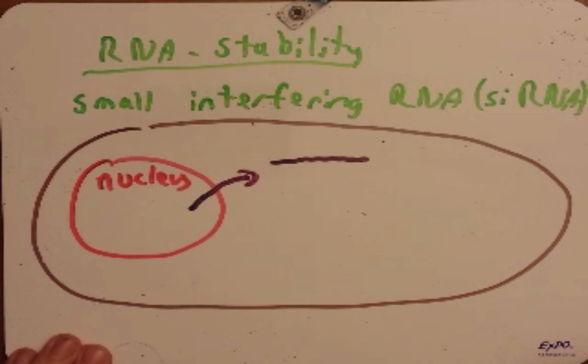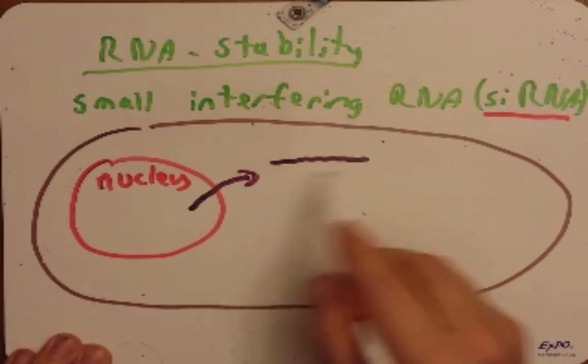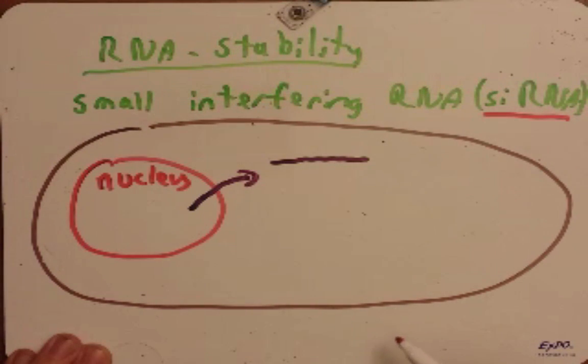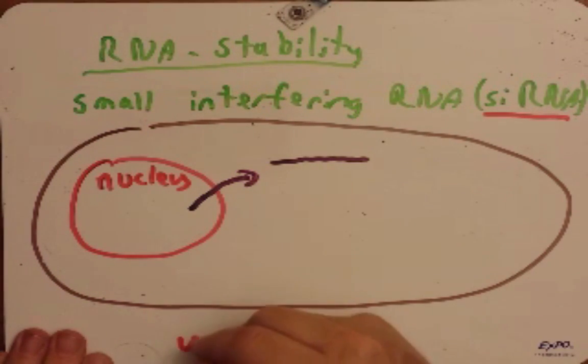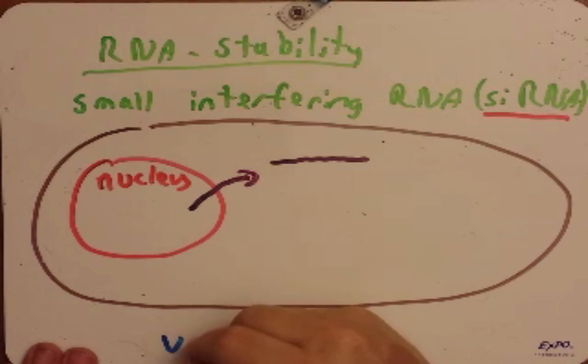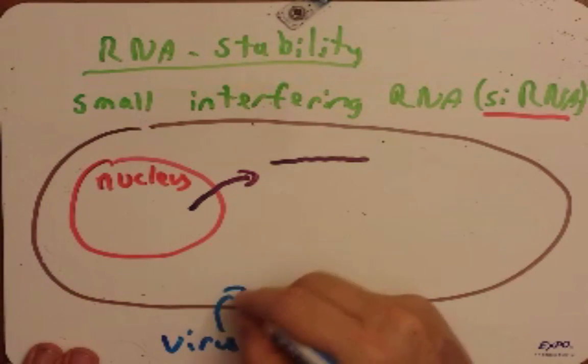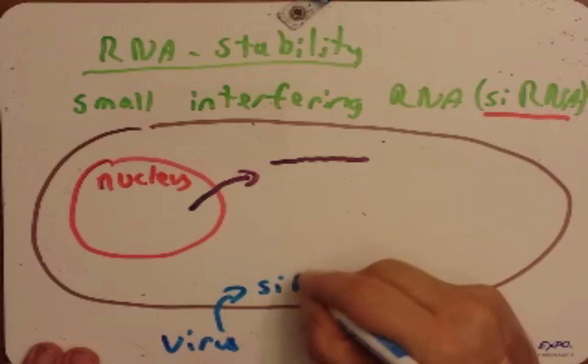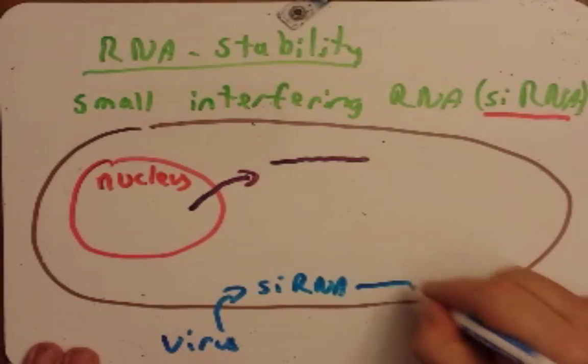And then we can have these small interfering RNAs in the cell. A lot of times these small interfering RNAs will come in through a virus, and this is the way a virus can come in and shut down the expression of certain genes and either kill the cell or affect the overall ability of that virus to survive within the cell. So let's have a virus out here that brings in this siRNA. We'll draw it like this.